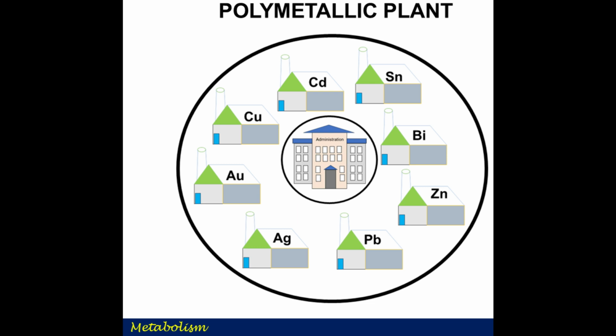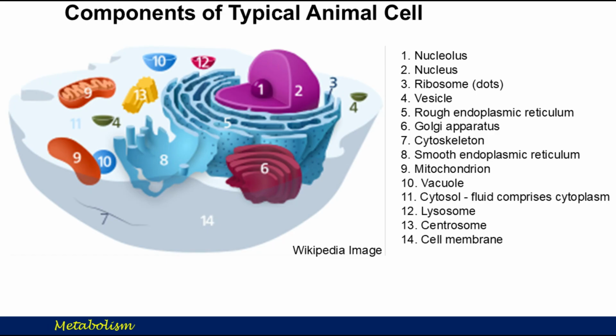To manufacture products, a plant requires raw materials and financial resources, specifically investments. Similarly, a cell operates in the same manner. The cell also produces products, such as proteins and other essential components.